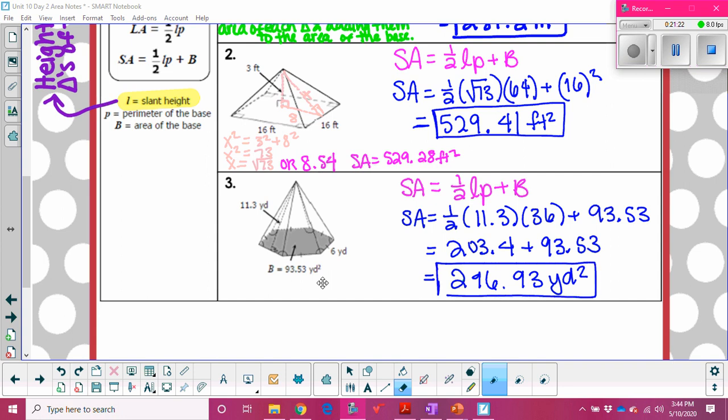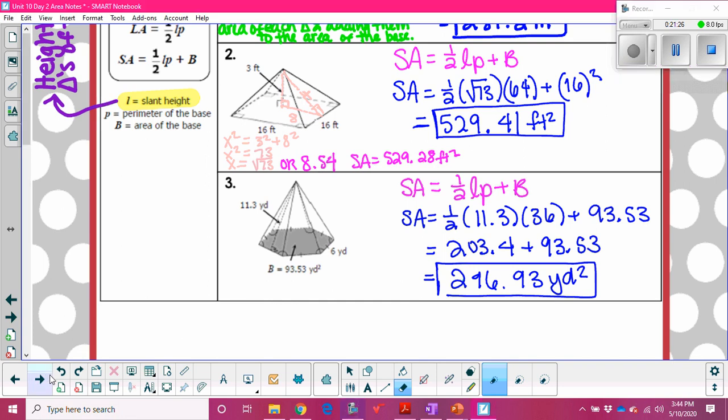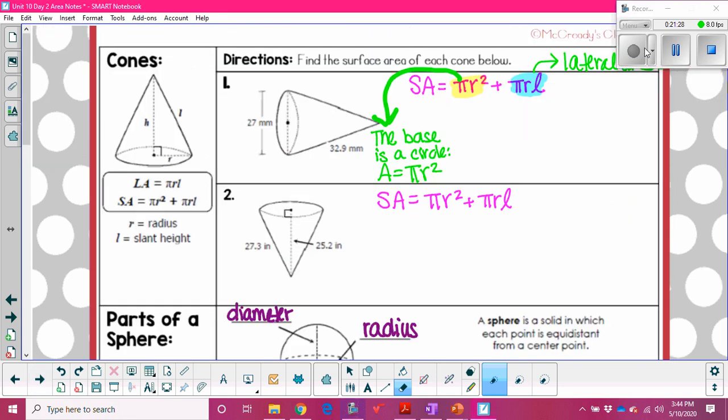Okay, let's move on to cones, the next page of the notes. For a cone, the lateral area is pi r times the slant height of your cone. The surface area is pi r squared, which is just the base, a circle, so that's the formula for the area of the circle, plus your lateral area, which is just the area of the other sides of the figure.